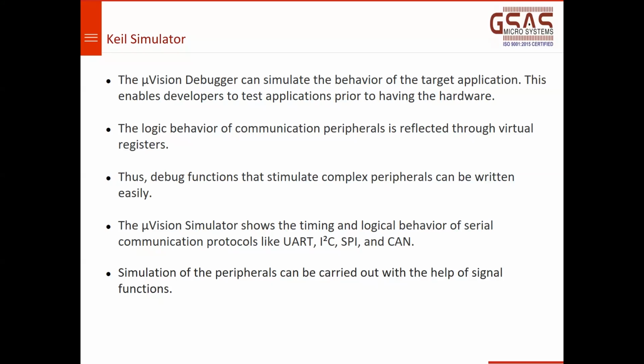So when we say that Keil provides a simulator, Keil has the facility to test all these peripherals on a virtual target. Virtual target means there is no physical target, but on the simulator, it's a simulated version of your target, and we can test the code. How Keil supports this with a lot of features, I'll be explaining in this slide.